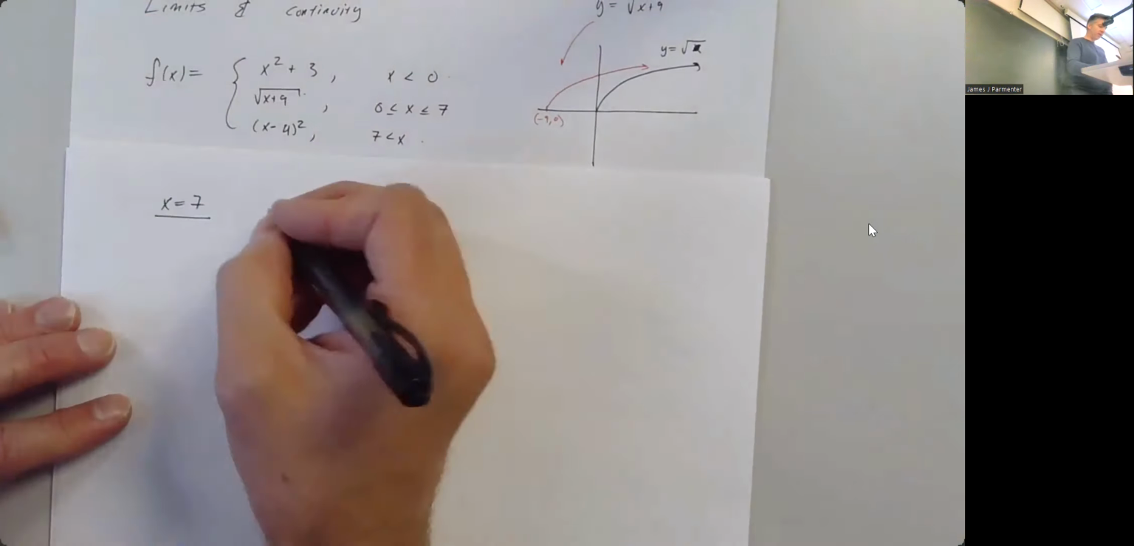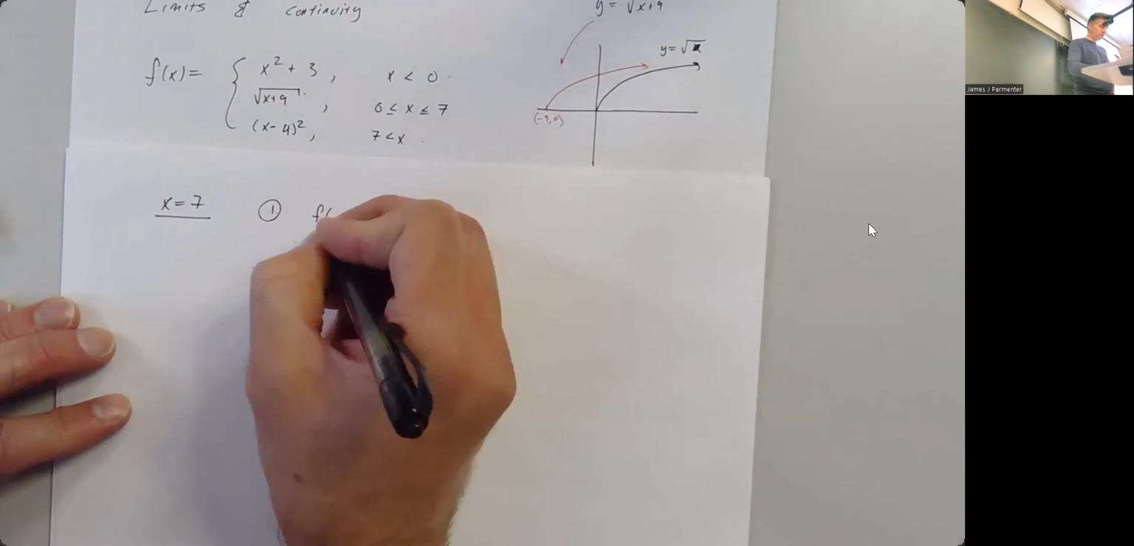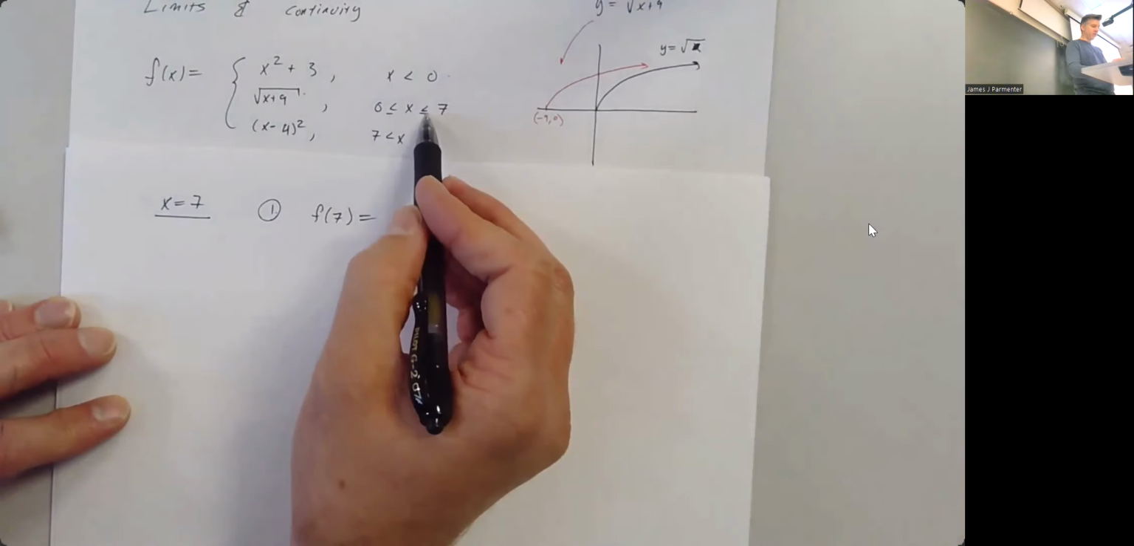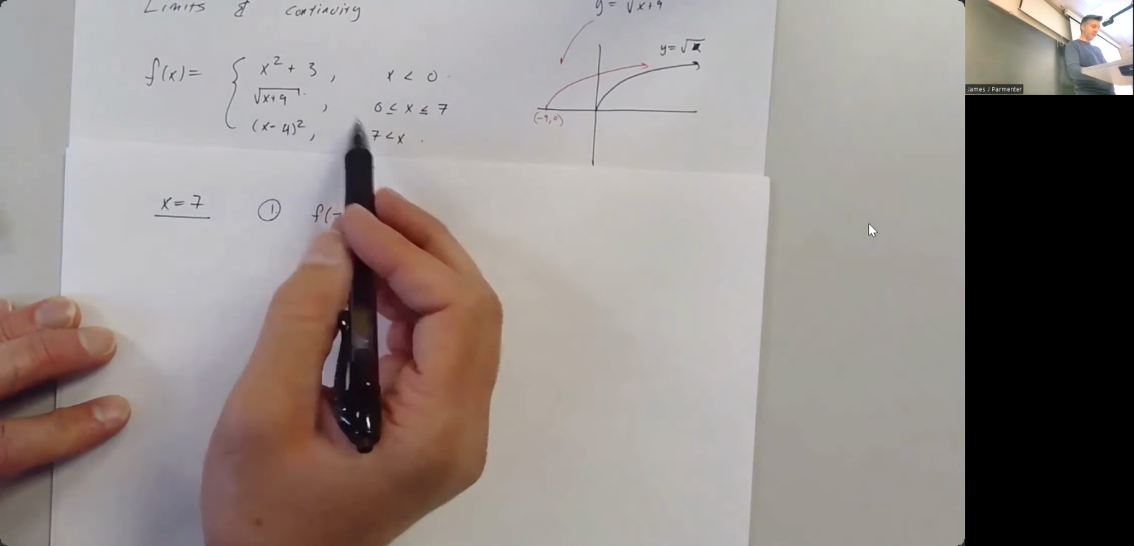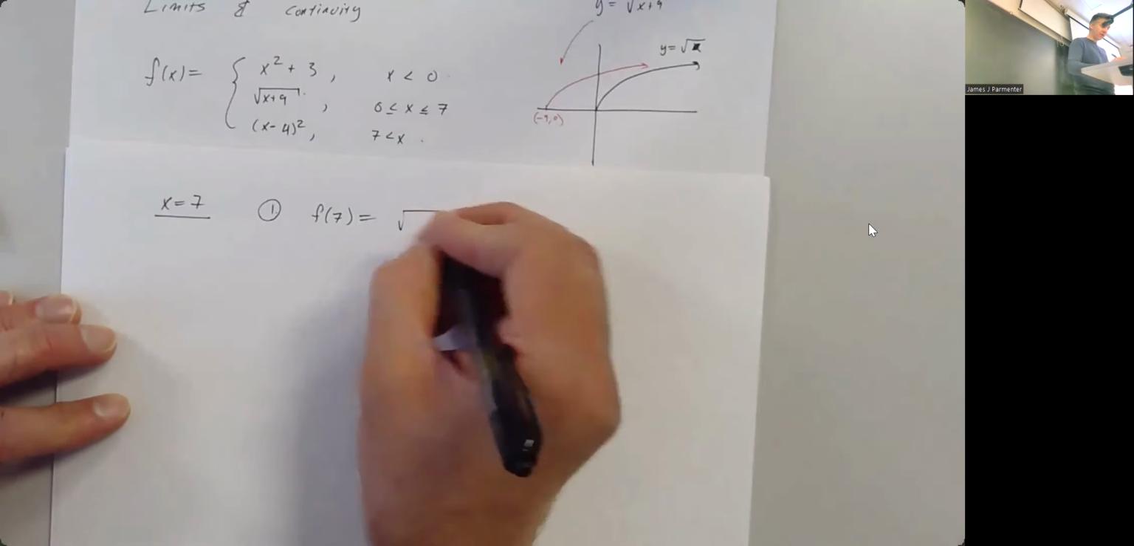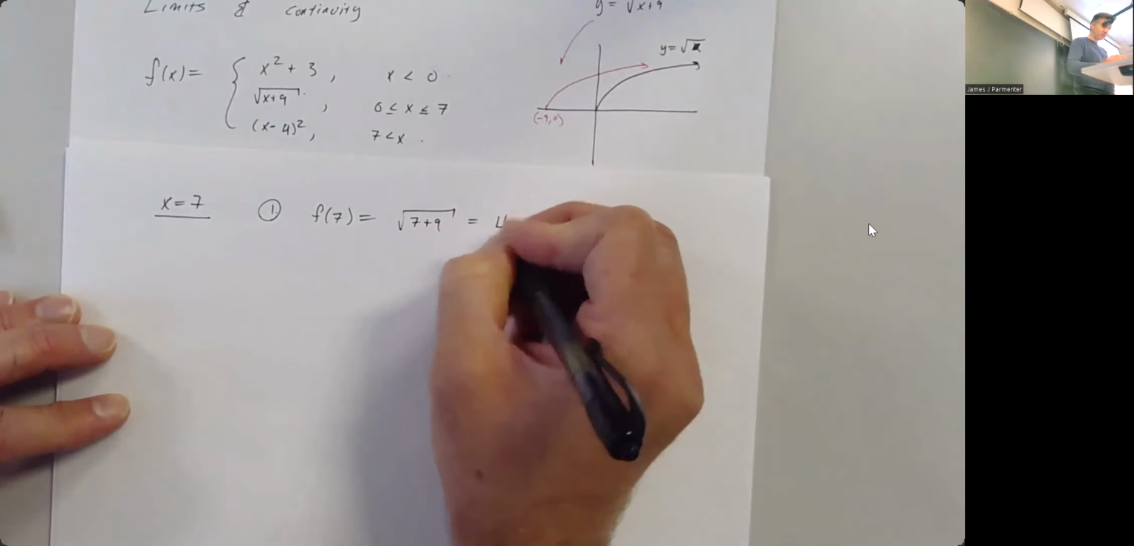So first we're going to check part 1. What is f of 7 equal to? Let's see. So I'm going to plug in 7 to the middle piece again, because that's what the function is defined to be when x is 7. That's going to be the square root of 7 plus 9, which is the square root of 16, just 4. Second part, we're going to look at the limit.